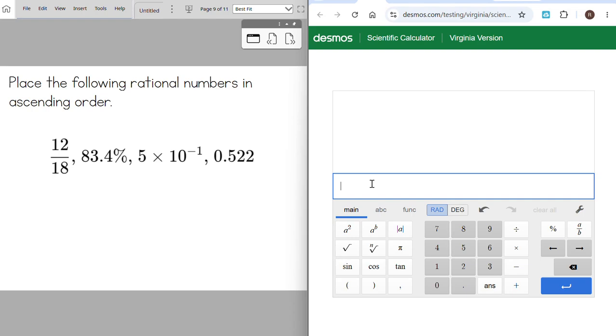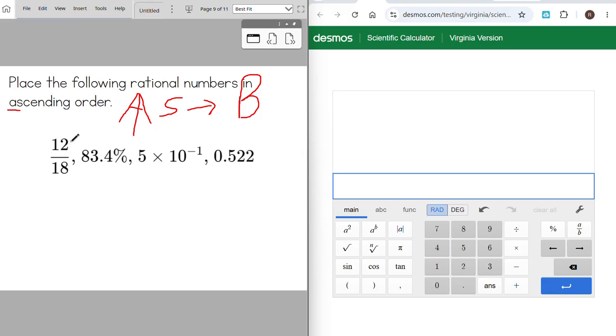Okay, we're going to place the following rational numbers in ascending order. Ascending, I'm going to make it uppercase A because that's how I tend to remember. And I'm going to make it an arrow. Boom! So that means we're going from small to big. And I'm going to make my B big so I know it's small to big.